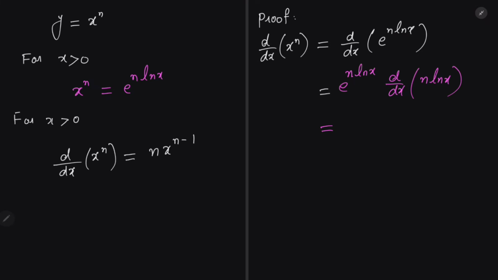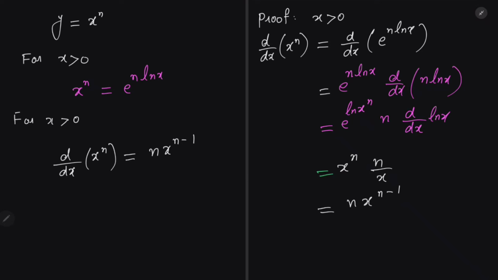The right hand side becomes e^(ln x) raised to power n, and n is just a constant, and we need to take the derivative of natural log of x. E and natural log cancel out, so we have x raised to power n, and the derivative of natural log of x is 1 over x. So we have n x^(n-1). So it is only true when x is greater than 0.